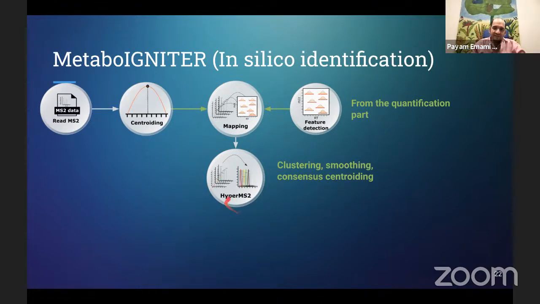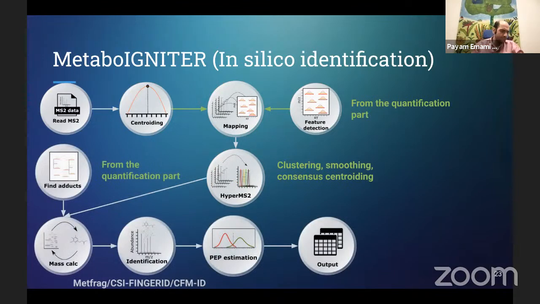Then various different pre-processing can be performed on this hyper MS2, including clustering, smoothing, or centroiding, and this can also be skipped. But we are hoping that by doing that, we reduce the number of searches required, and we also capture different aspects of the fragmentation.